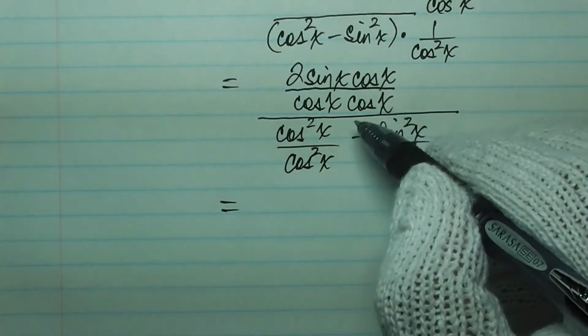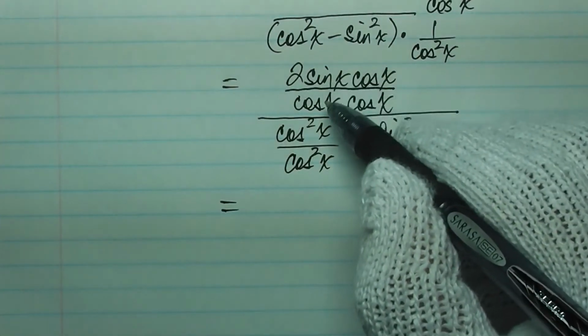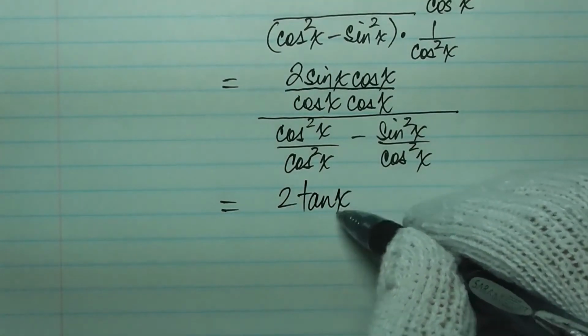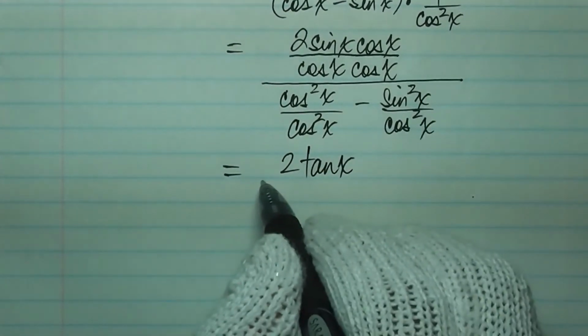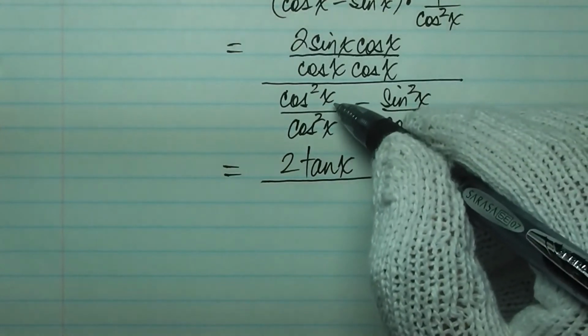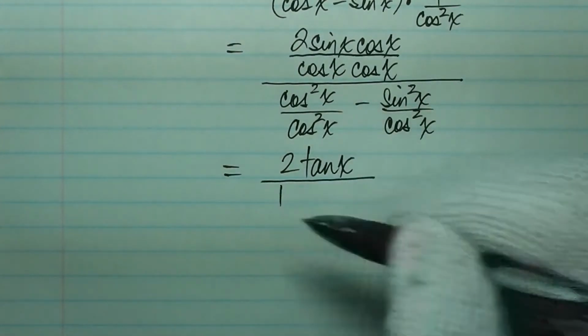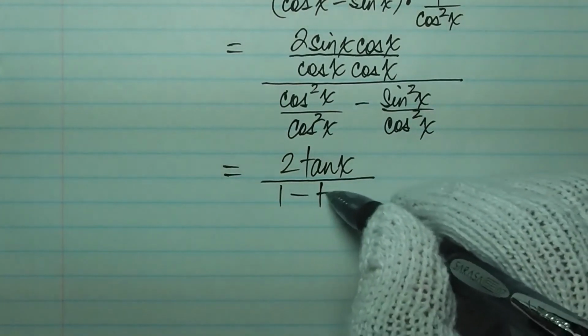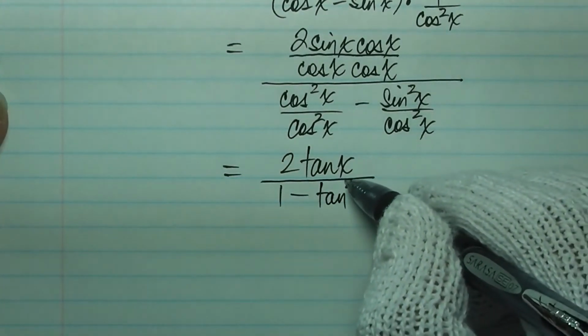Cosine x and cosine x cancel out. 2 sine x over cos x is 2 tan x. Cosine squared x over cosine squared x is 1. Sine squared x over cosine squared x is tan squared x.